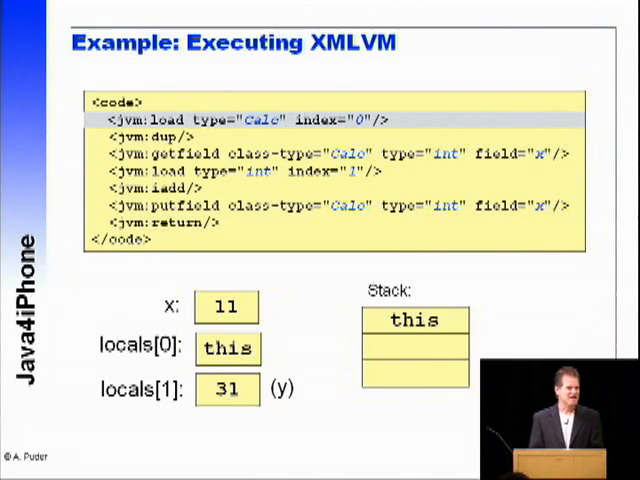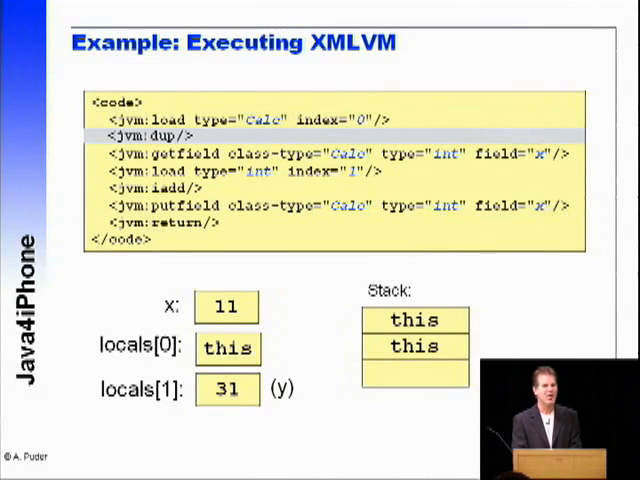So the next instruction is called dup, which is a short form for duplicate. Well, that just simply duplicates the top of the stack. So we have this on the stack, and after executing that, we have this twice on the stack, pushed a second time.